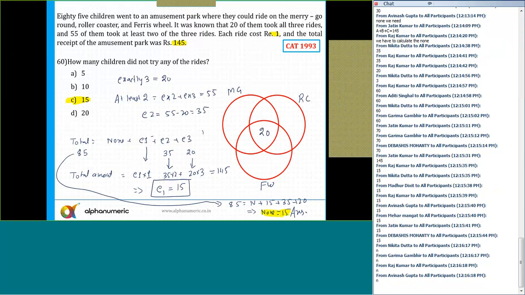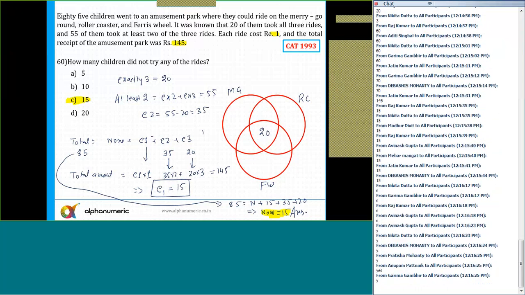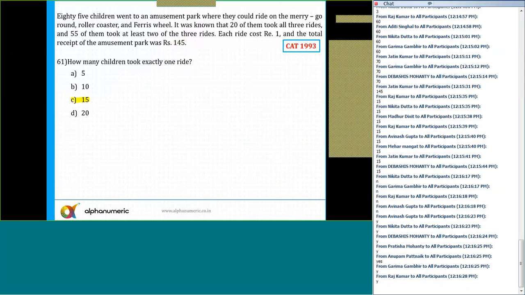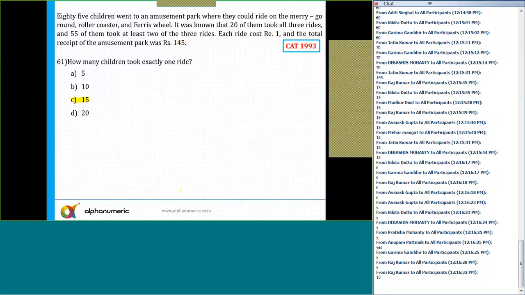So can we move to the next slide if this is clear to all of you? All right. 61. How many students took exactly 1 ride? 15. That we have calculated on the previous slide. That exactly 1 is also equal to 15. So the answer is 15.